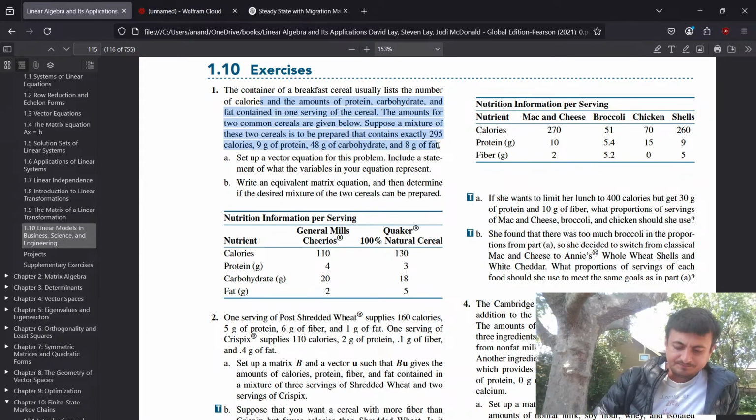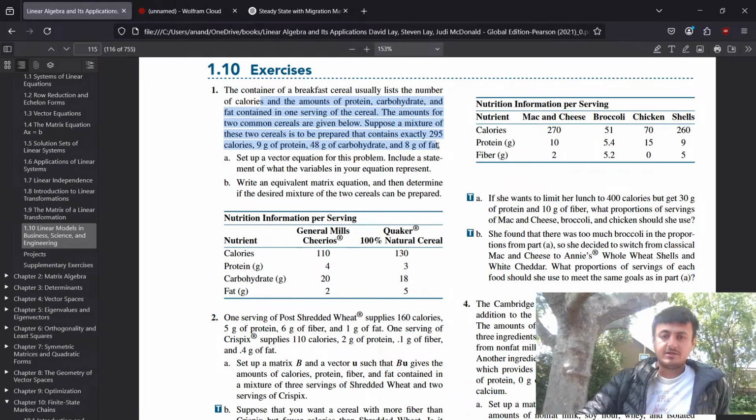Okay, so x1 means the number of servings of cereal 1, and the vector is going to be the nutrition information for that cereal, plus x2 of 133, 18, and 5 is equal to 295, 9, 48, and 8. So this is the vector equation.